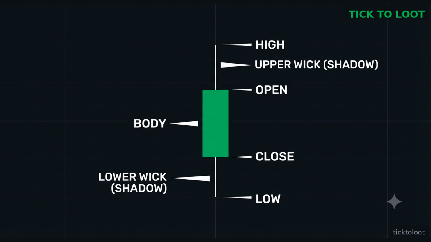So, let's start with the basics. A candlestick is made up of three main parts: the body, the upper wick, and the lower wick. The body is the main part of the candlestick and represents the open and close prices. The upper wick represents the highest price reached during the period, and the lower wick represents the lowest price reached. Think of it like a story. The body is the main event, and the wicks are the attempts to go higher or lower.